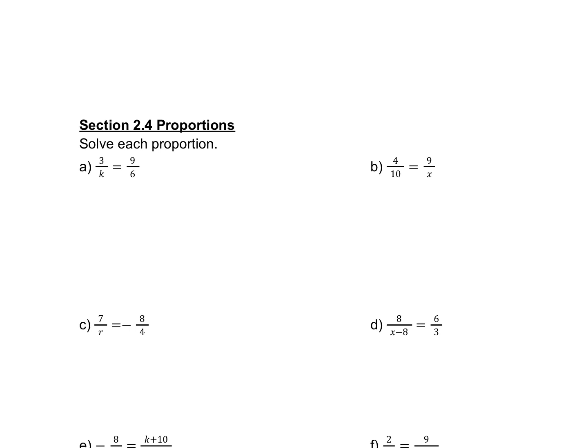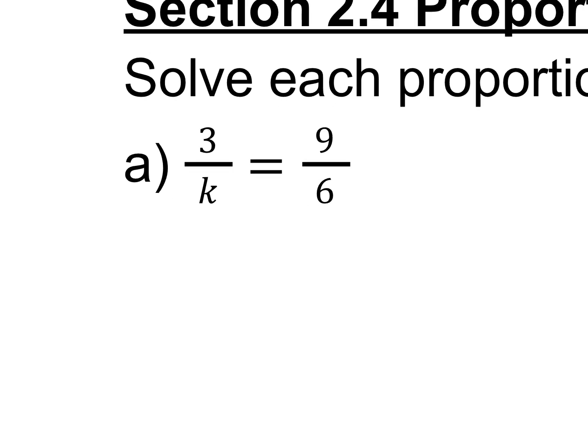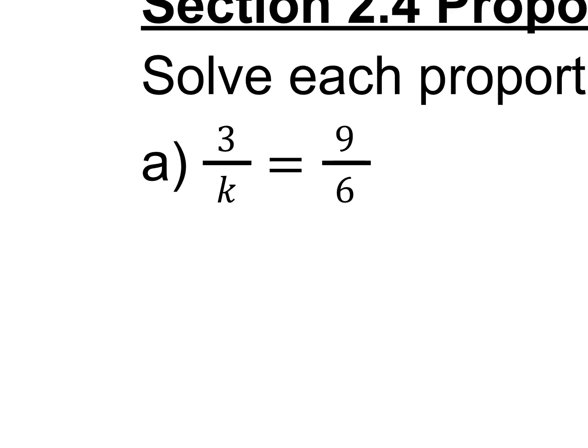All right, so the last section of Unit 2 is all about proportions. When you are solving proportions, you're going to have two fractions that are set equal to each other. How you solve this is you cross multiply. So we're going to do 3 times 6, and that'll give you 18. And then you'll do the other one, 9 times k, which would give you 9k.